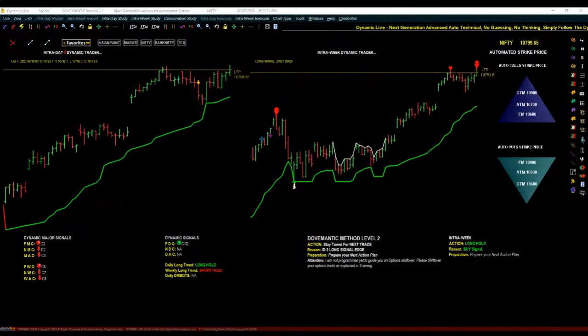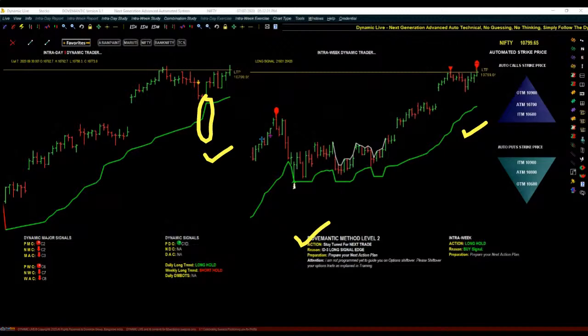So let us take this Bank Nifty once again. In this case, as I told you, it was very clearly written as buy call option now. So when it said buy call option now, we checked intraday 3 long signal, it was green in color. We checked intra-week long signal, this was also green. It means they both are supporting. And then we checked the dynamic system level 2 trading method. As per that, we saw that we were supposed to be holding on to a long position.